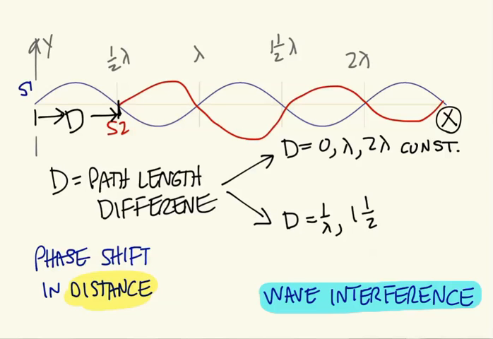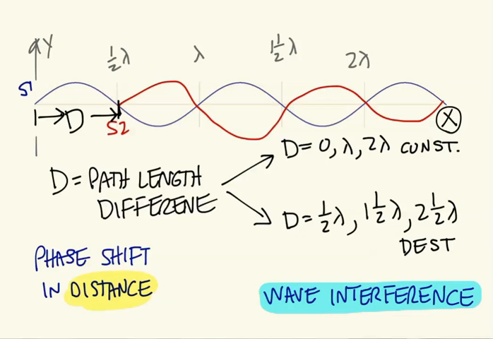Whoops, I didn't mean to write it that way. Let's go back here. Here we go. 1/2 wavelength. That looks a little better. And 1 1/2 wavelengths and 2 1/2 wavelengths. You can kind of see the pattern. You're going to get destructive interference at those points. Okay, and so that's kind of the mathematics associated with phase shifts causing interference due to distance.